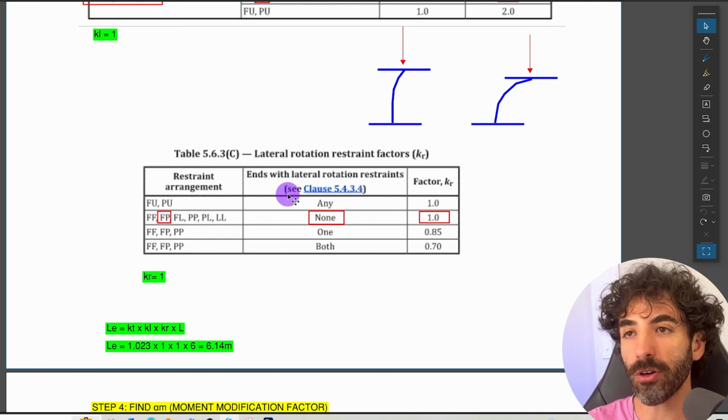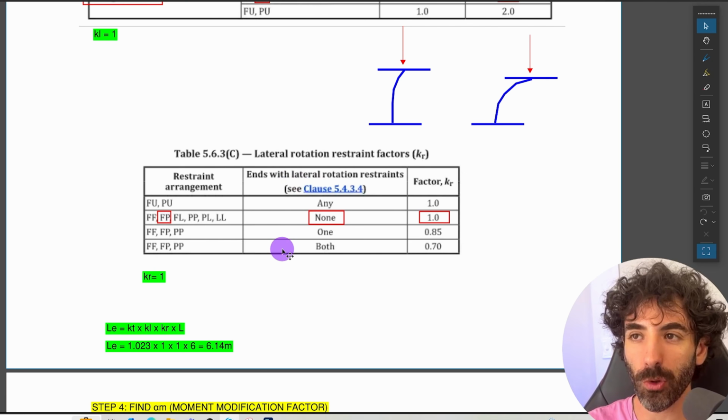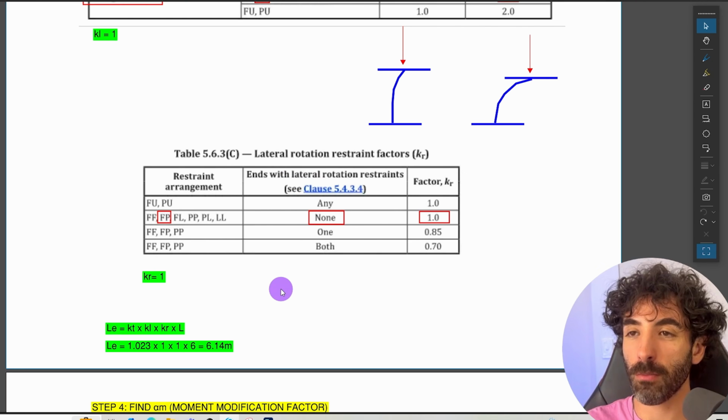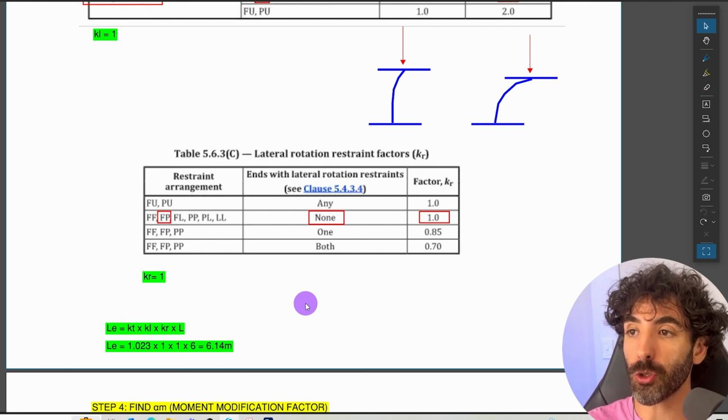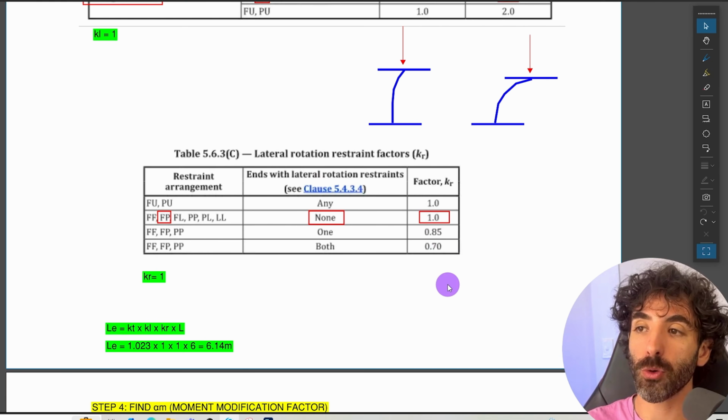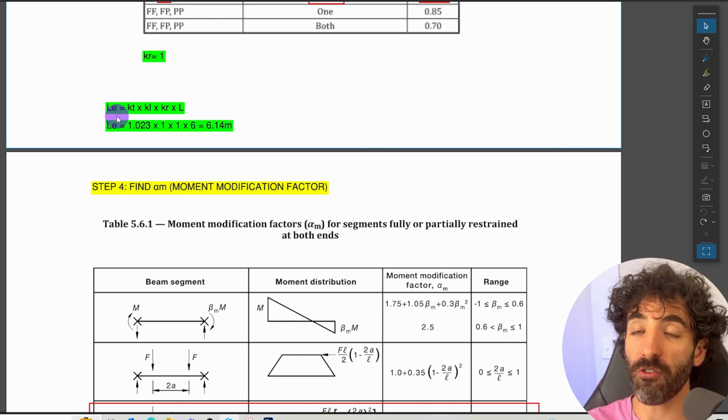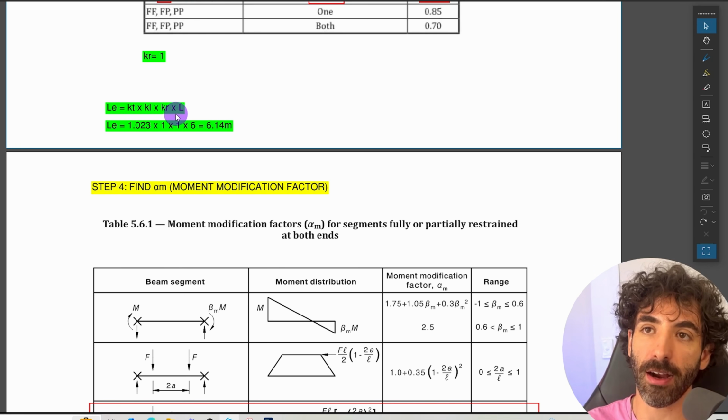And lastly, we're going to find KR, which is the lateral rotation restraint factor. Most of the time, KR equals 1, unless you have enough stiffness in the connection, or if you have a moment connection, then you could use a value which is less than 1. So finally, our effective length equals KT times KL times KR times L. So that is 1.023 times 1 times 1 times 6, 6.14 meters.